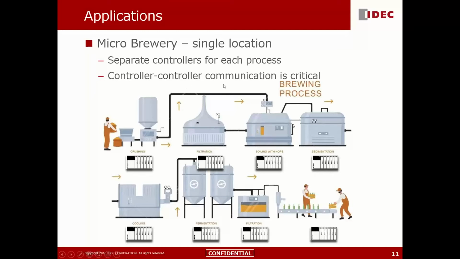And controller to controller communication is very critical, because to go from one process to another, this PLC will need to be able to tell that PLC, okay, get ready, I'm done with my process, let's start with the next process. So that's why controller to controller communication is very critical in this type of process.